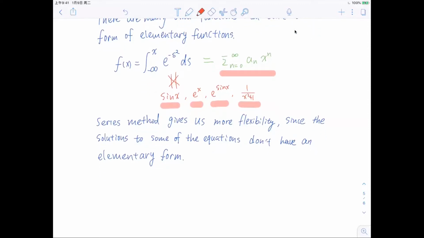So by showing this example, I want you to understand series method gives us more flexibility since it can cover an even larger range of functions. And since some of the solutions to some of the equations don't have an elementary form, it is impossible for us to try to find out an elementary solution for those kinds of equations.